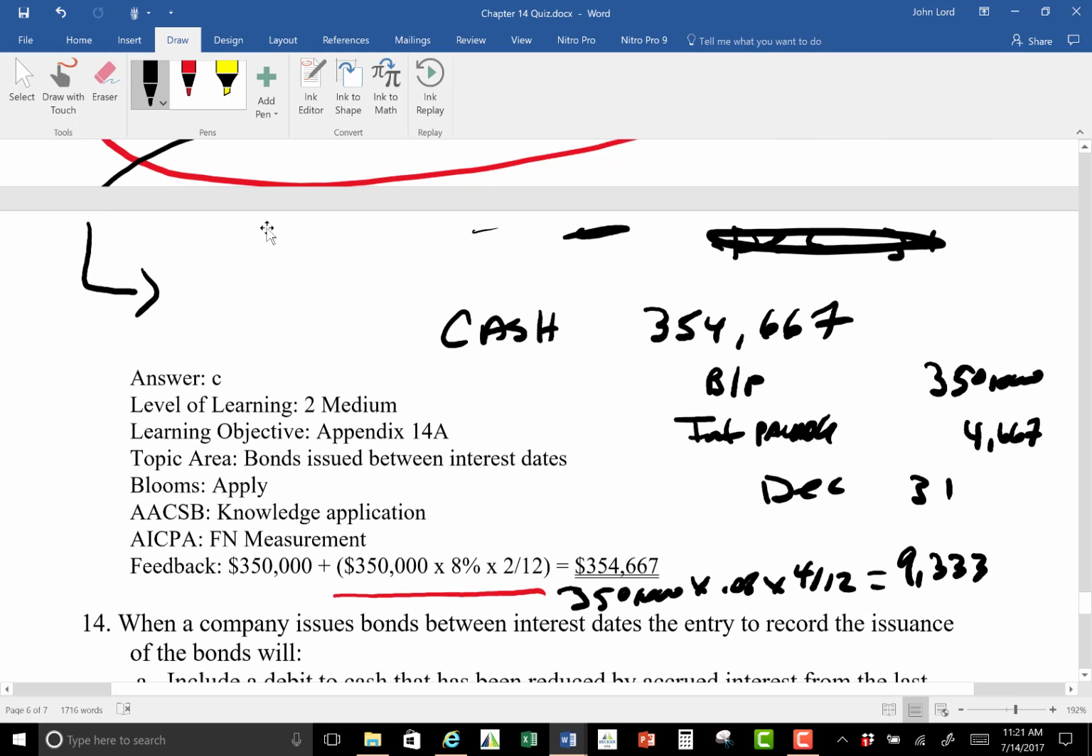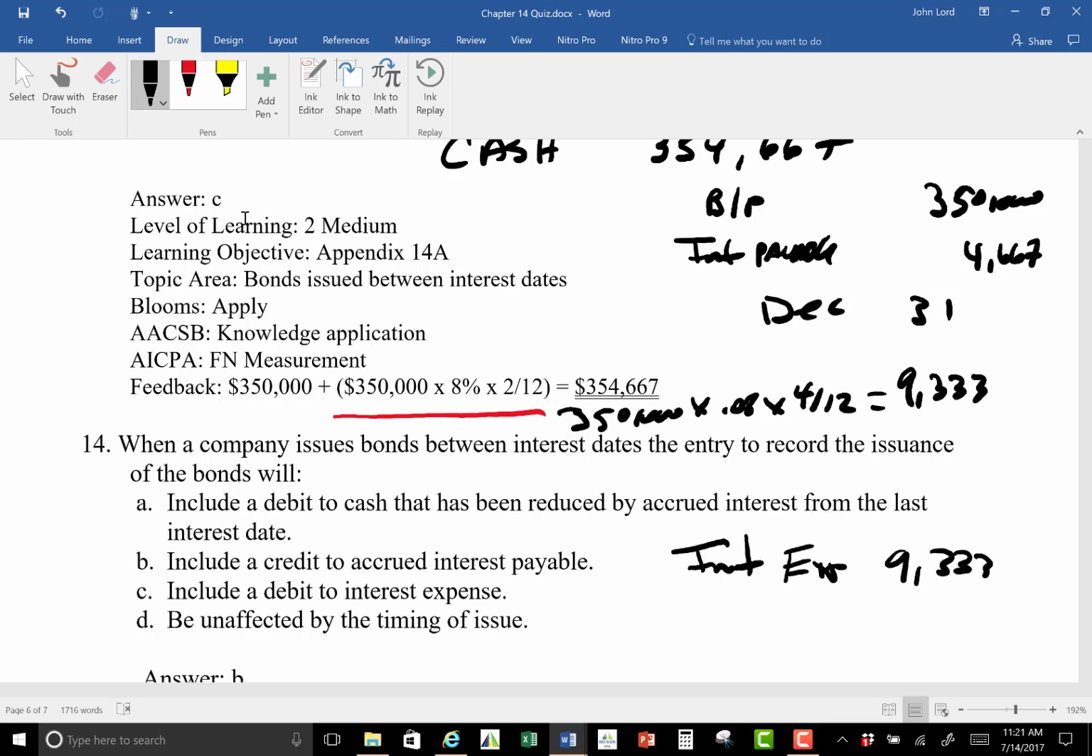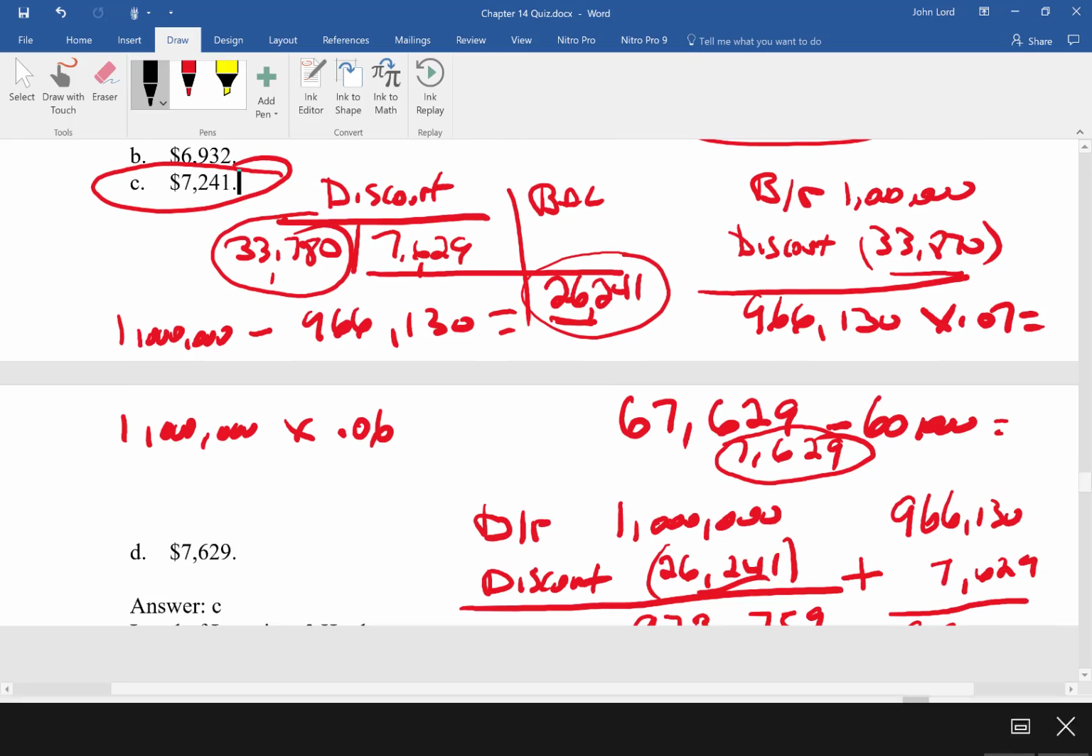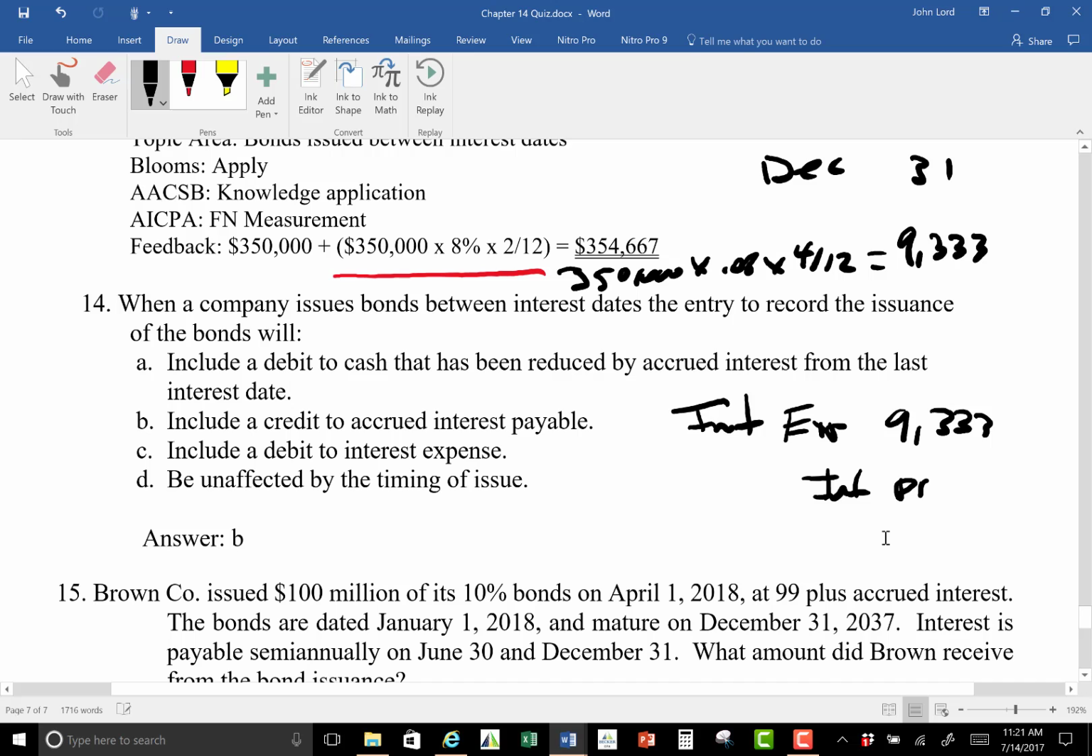So at December 31st we're going to debit interest expense 9,333 and credit what? Interest payable, for an additional 9,333, right? I'm not going to change it now. It's 9,333, 9,334, whatever. I'll give you the dollar. So we debit the interest expense, we credit the interest payable, right?